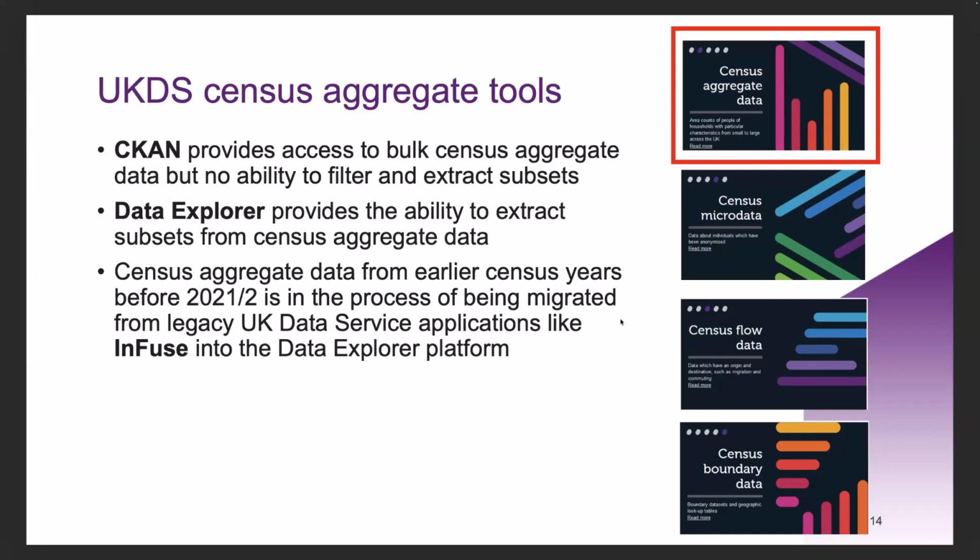Whereas Data Explorer is a second UK Data Service tool which gives you the ability to create extracts from the complete census aggregate data sets. So it would allow you to restrict your census data to Edinburgh or Glasgow or Loughborough, and to pick the actual types of the variables within the tables of census data you want. It means you can be a lot more specific about the census data you want and where you want it for.